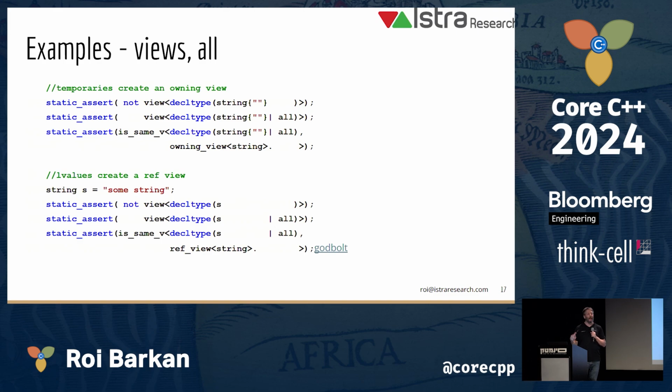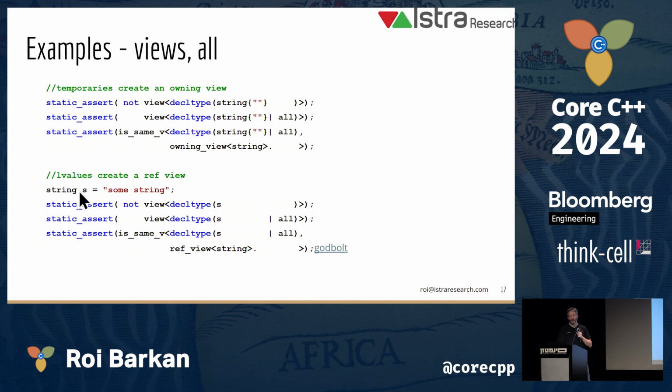So let's go over a few examples just to get a sense of it. A string is not a view, right? Because its copy operation is not constant time. It can take time. Move is cheap, but copy is expensive. String piped by all is a view, because the work of piping something by all basically turns it into a view. What kind of view is it? It's an owning view, because the string is a temporary. Okay, it's an R value.